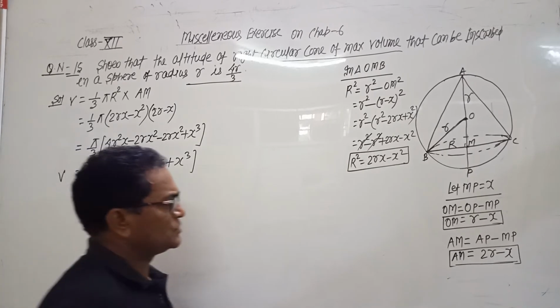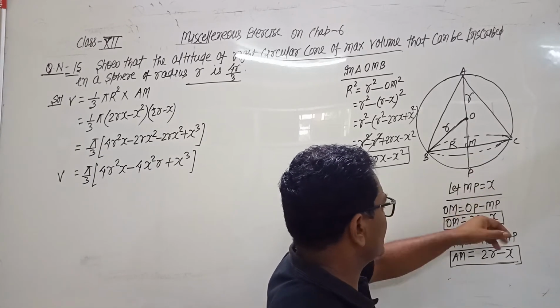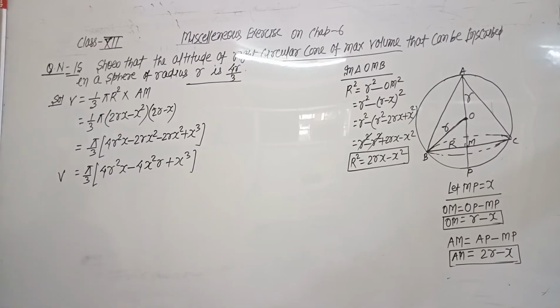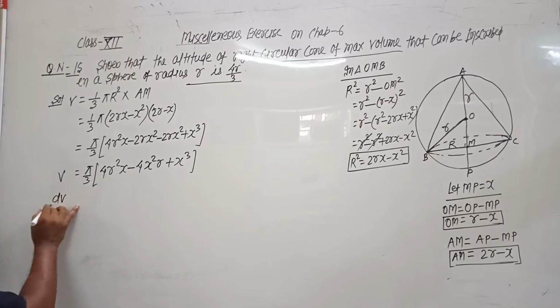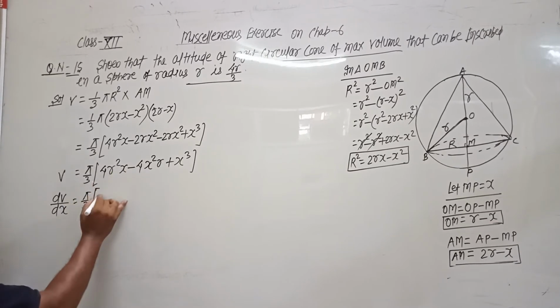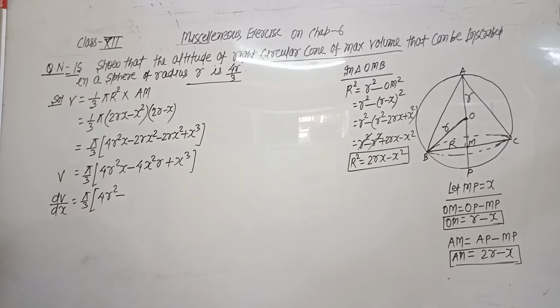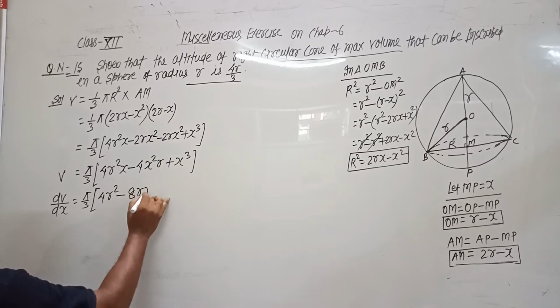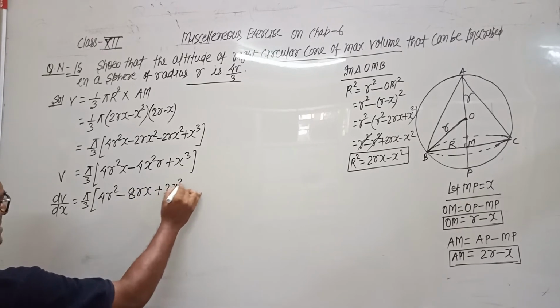Now we differentiate with respect to x, because MP, which we have taken as x, is the variable distance. Small r was given already in the question, so it is a constant. So dV by dx equals pi by 3 times 4r square minus 8rx plus 3x square, since the differentiation of x is 1 and of x square is 2x.